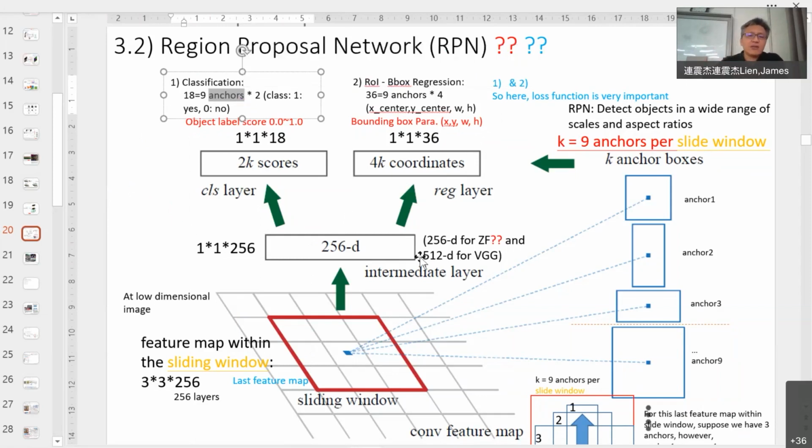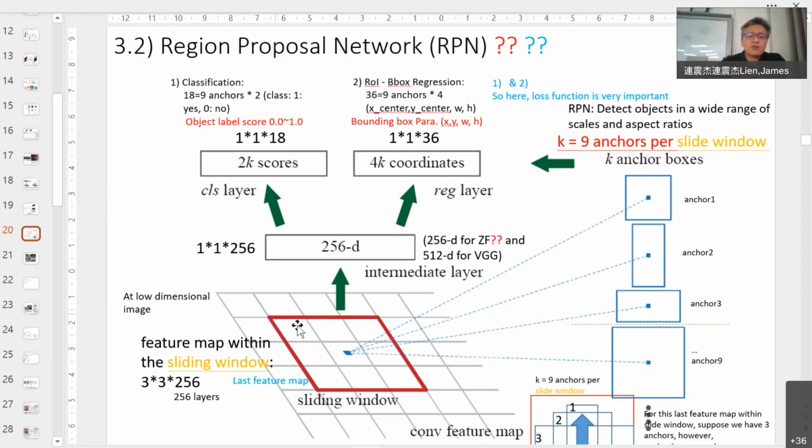So what's the anchor here? First of all, for each grid, suppose it's 7 by 7 grids, for each grid I have 9 anchors. Suppose the size is 3 by 3, but the ratio is different: this is 1 by 1, this is 1 by 2, this is 2 by 1. So I have 3 kinds of ratio, and each anchor is where I assume there is an object candidate.